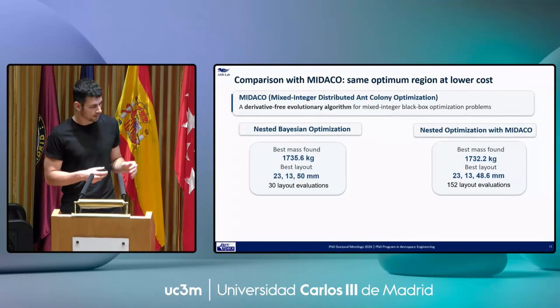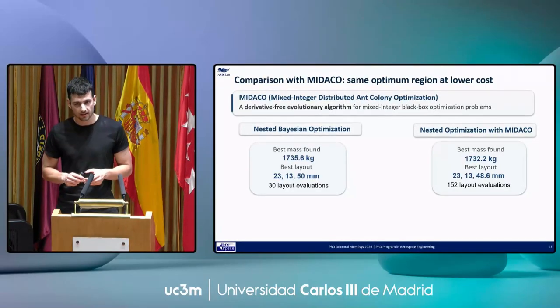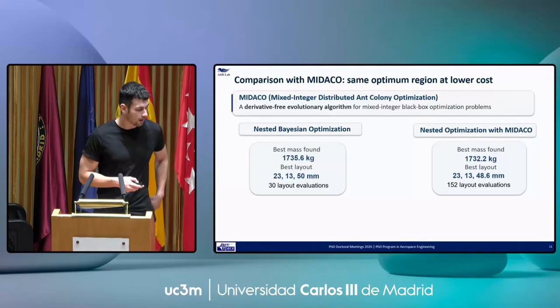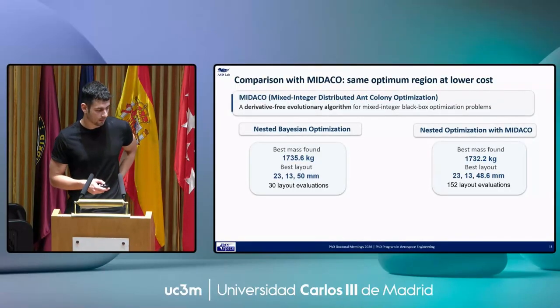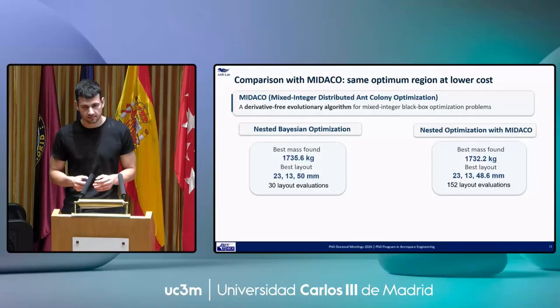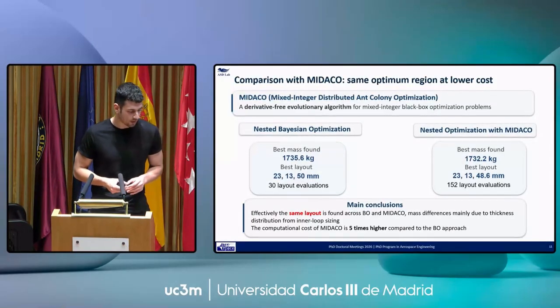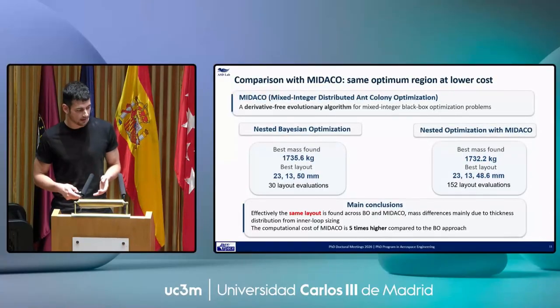Now, in the end, we also compared the results with a global solver, a derivative-free evolutionary algorithm, and we see that the global solver converges to effectively the same layout, but it used 5 times the number of evaluations.